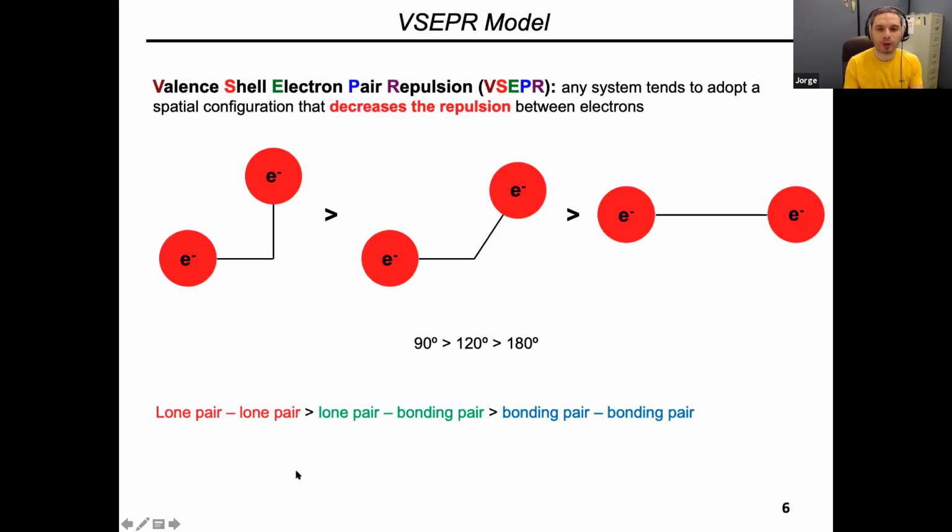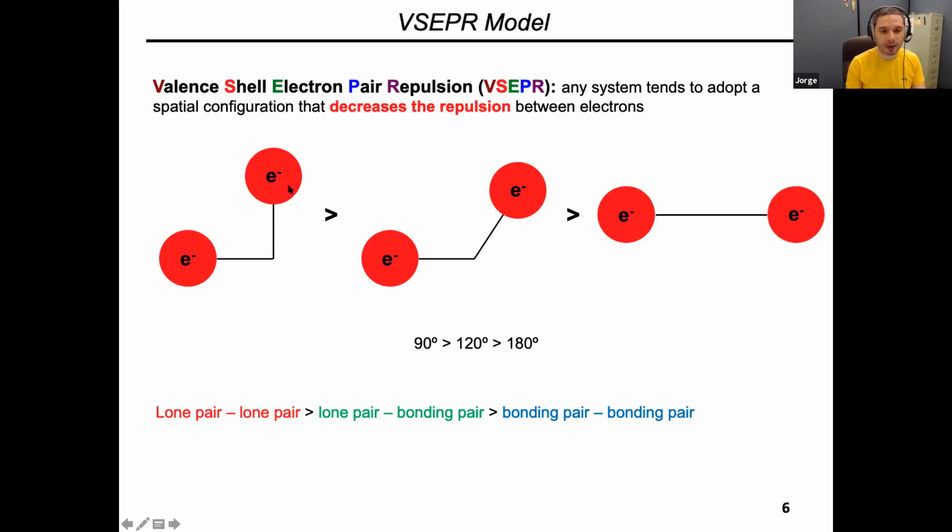To do that, we are going to use the VSEPR model. In the VSEPR model, any system tends to adopt a spatial configuration that decreases the repulsion between the electrons. Therefore, the molecule will arrange all the atoms and non-bonding pairs in a way to minimize the electronic repulsion.